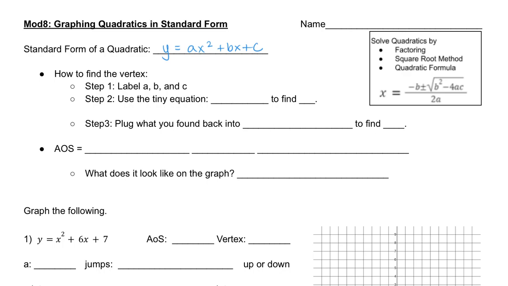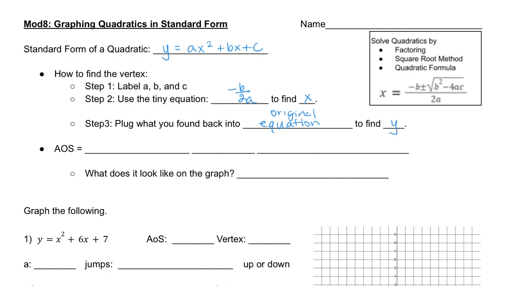But we're going to talk today about when our equation is not factorable, though this method works for any standard form. We use this tiny equation, the opposite of b over 2a, to find the x value of the vertex. And then we plug what we found back into the original equation to find the y value.